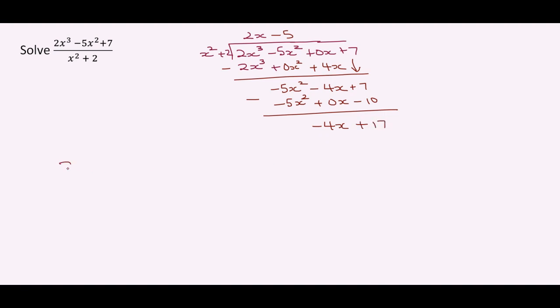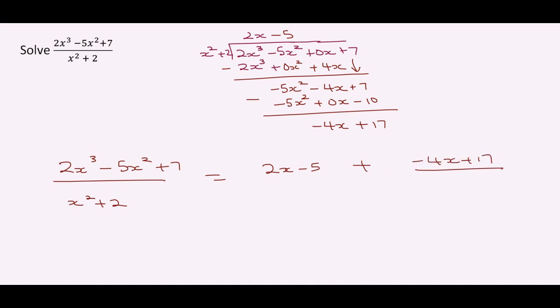So now we have 2x cubed minus 5x squared plus 7 over x squared plus 2 equal to 2x minus 5 plus minus 4x plus 17 over x squared plus 2.